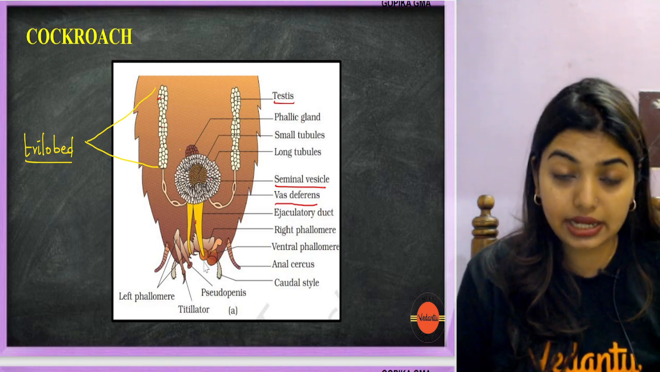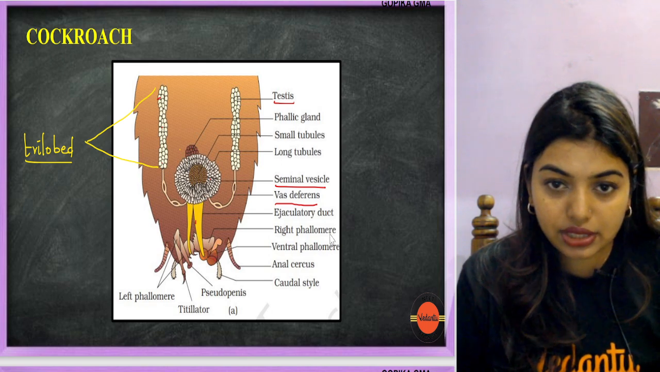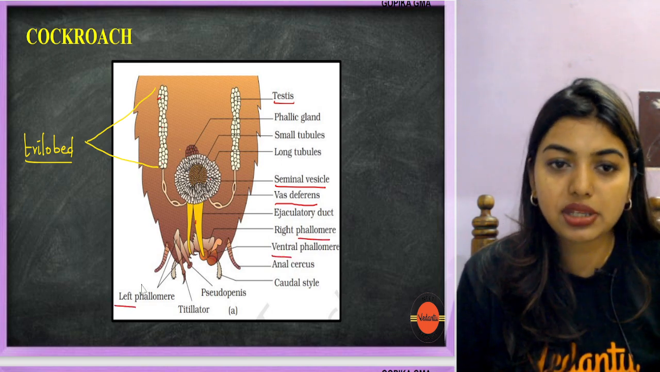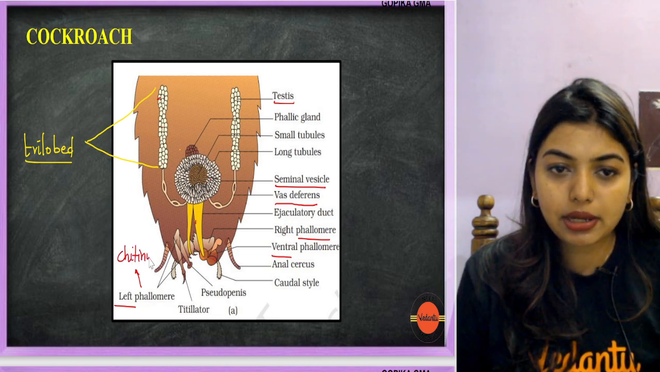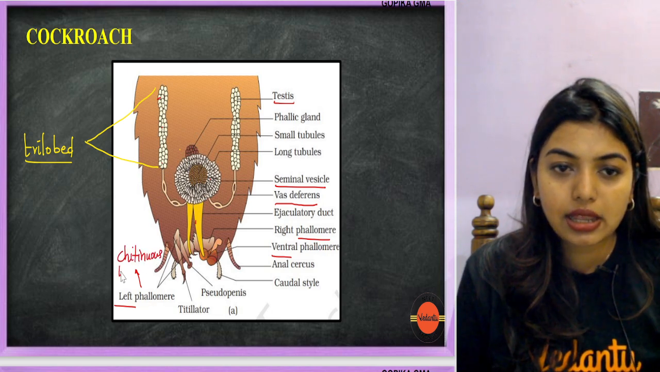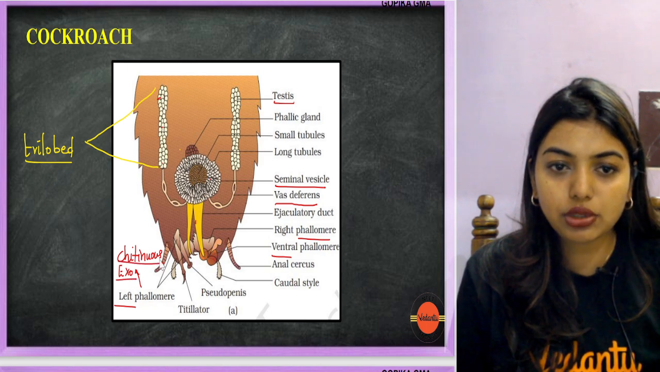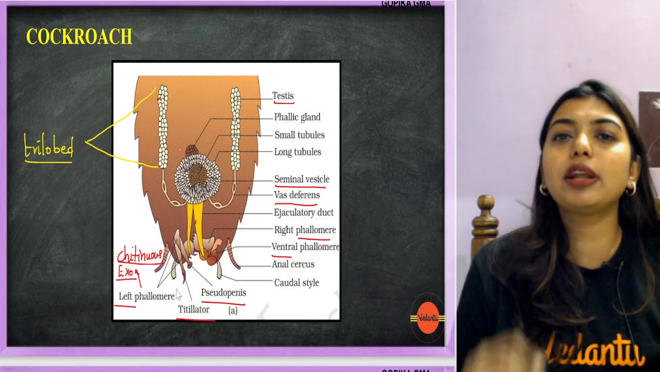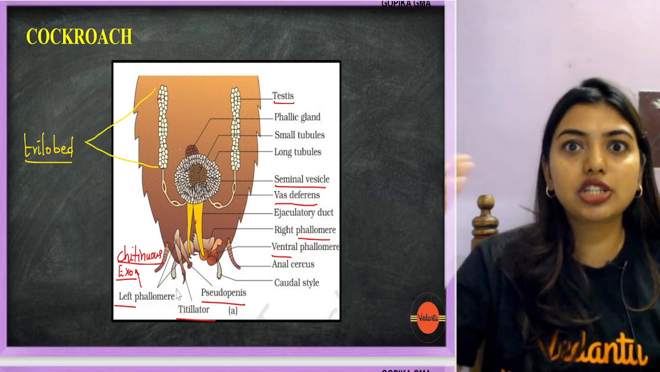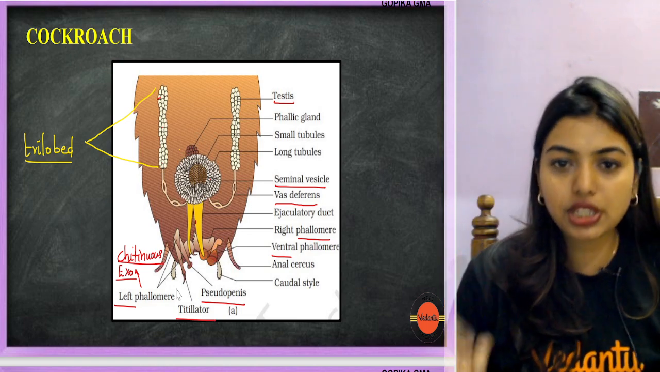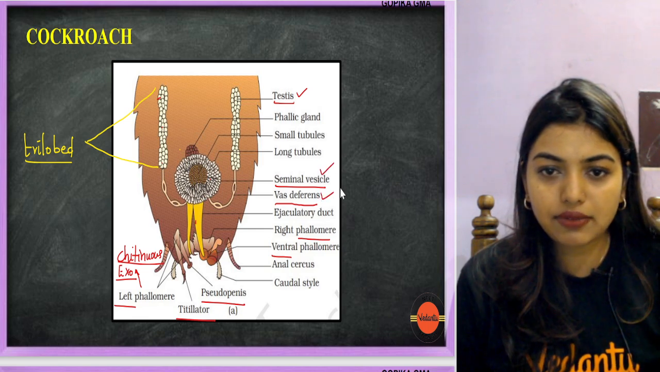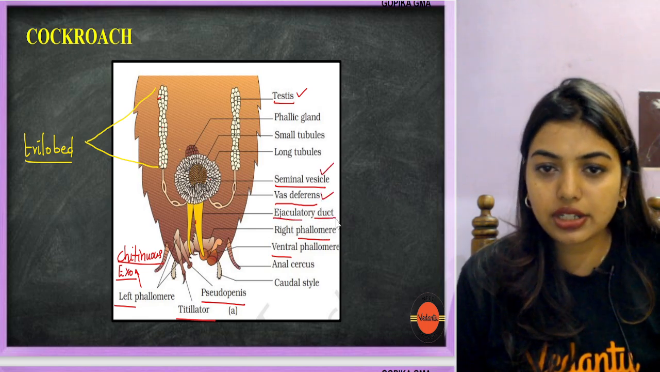Okay, anus. Now, look here, can you see the phallomeres? Right phallomere, ventral phallomere, left phallomere. These are those chitinous protections. These are made up of your chitinous exoskeleton, which will do the protection job. Now the pseudopenis is there. These help in sperm transport, like for the copulation. What is your main thing? Testis, seminal vesicle, vasa deferens, and your ejaculatory duct are very important.